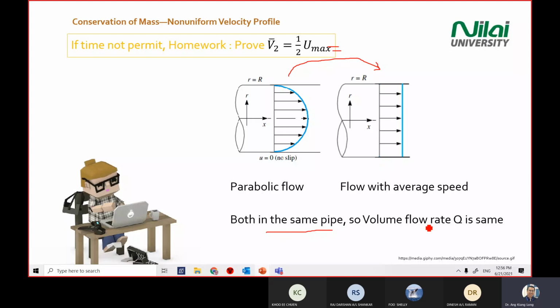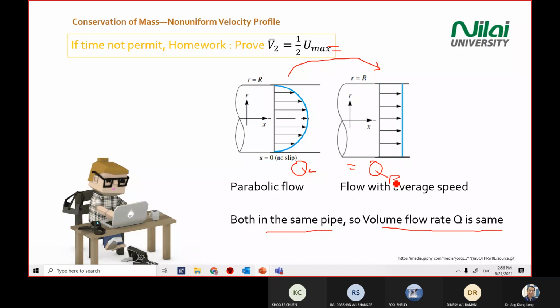Both having the same pipe, the volume flow rate will be the same. Q will be the same for both scenarios. So Q for the left-hand side will equal the Q on the right-hand side. And what is Q again? Q equals U times A. Velocity times area, you get Q.